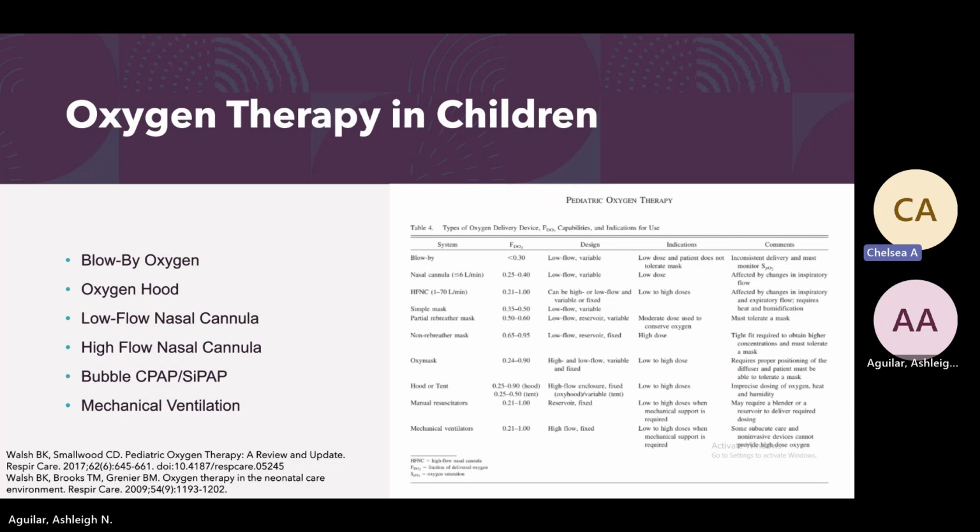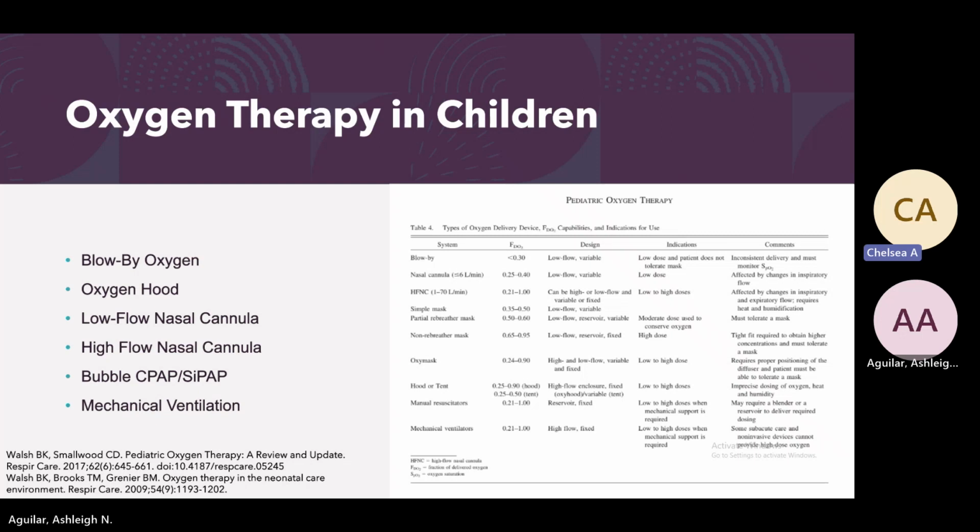So moving on to children, oxygen therapy in children. So there are multiple devices. Some include blow-by oxygen, the Oxy Hood, low flow nasal cannula, high flow nasal cannula, bubble CPAP or CPAP, and then of course mechanical ventilation. So here we have a table, and it goes through each different interface, and it provides an FiO2 range and then the indication. So for blow-by, the indication is a low dose and the patient does not tolerate a mask, but it does provide inconsistent delivery and you must monitor your oxygen saturation.